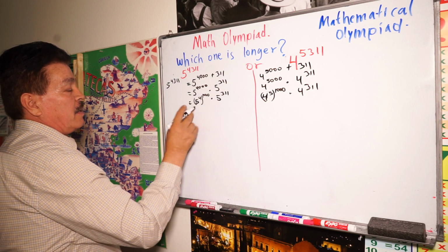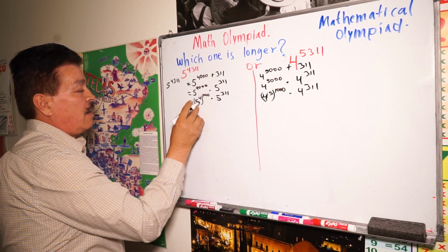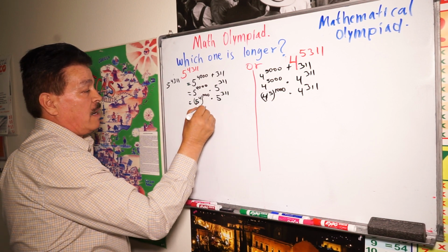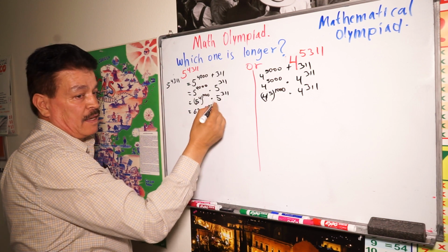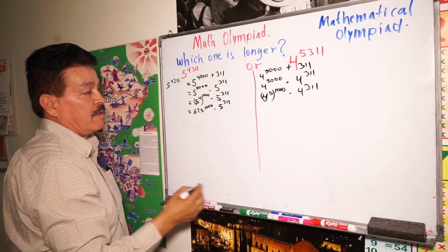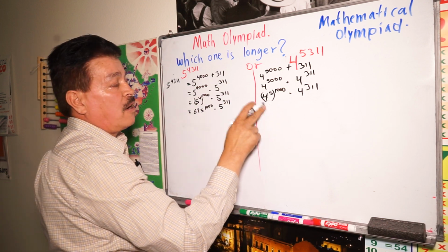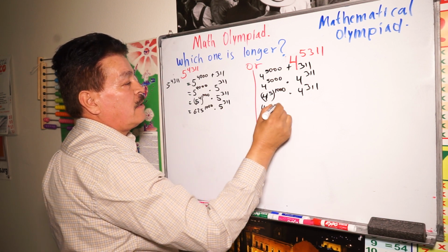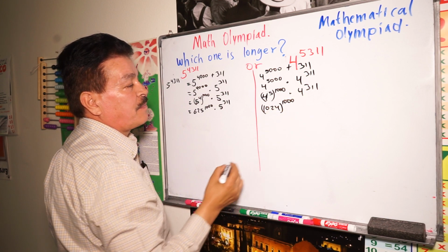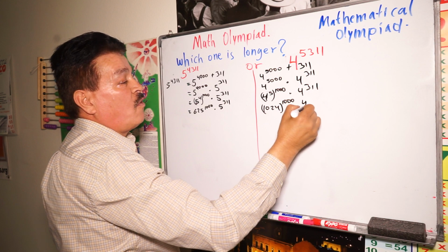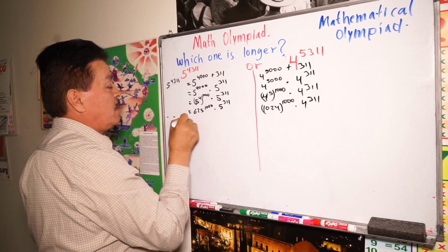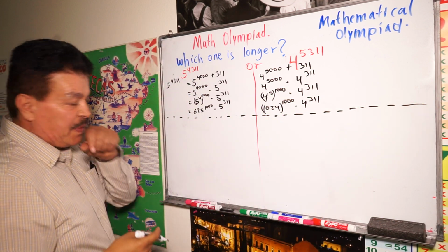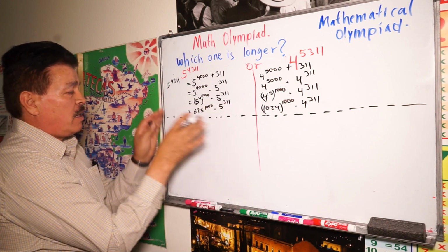So now if you solve this, 5 to the 4th power is 625, so we have 625 to the 1,000 power times 5 to the 311. On the other side, how much is 4 to the 5th power? It is 1024, so 1024 to the 1,000 power times 4 to the 311. All right, let me divide it to not confuse. Now, next step.